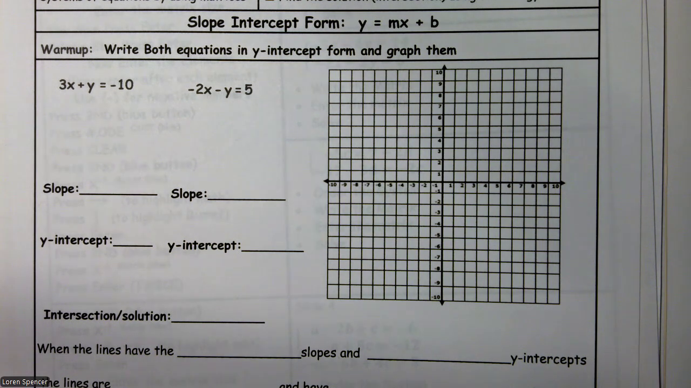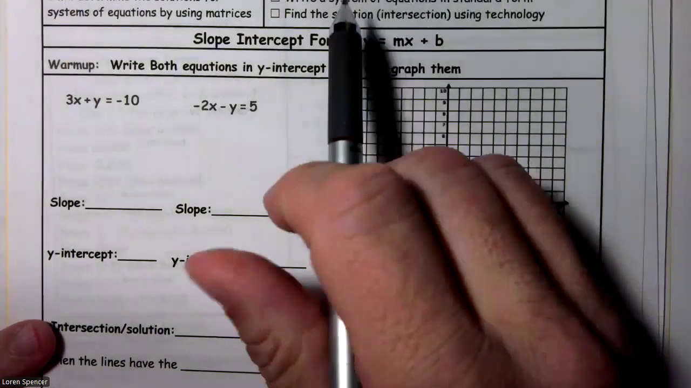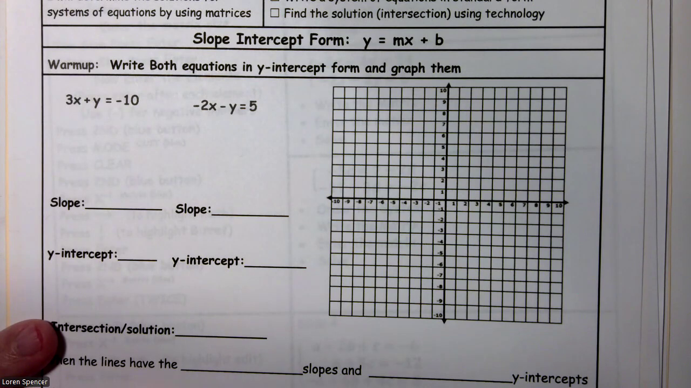This is an introduction to solving systems of equations by matrices. But first, we're going to review solving systems by graphing. To solve them by graphing, the best thing we can do is put them in y equals mx plus b order. So we need to go ahead and start that with these two problems.